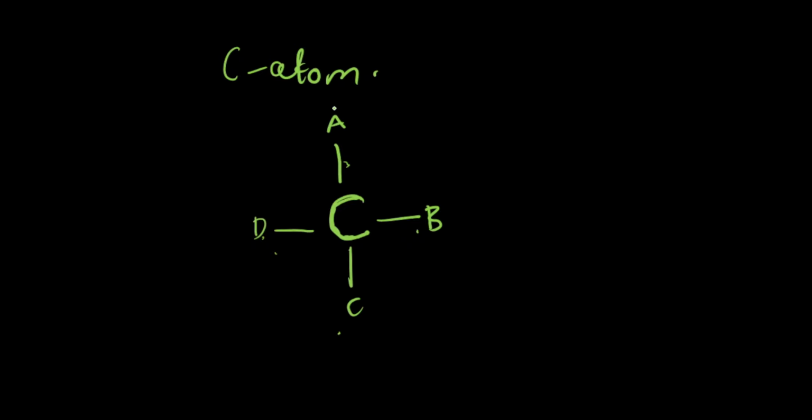Now, by the time we draw a line of symmetry, on the left hand side we have D, on the right hand side we have B. So it's asymmetric. There is no symmetry. The left and right halves are not identical. So that is an asymmetric center. The carbon atom is attached to 4 different groups.